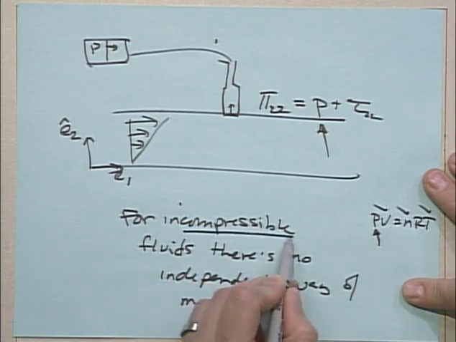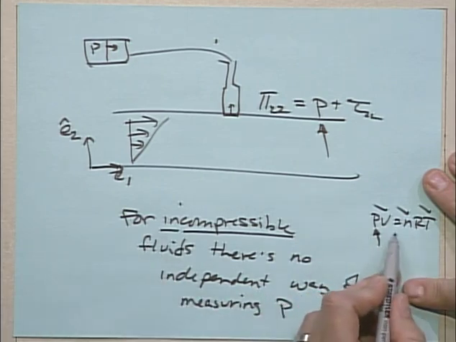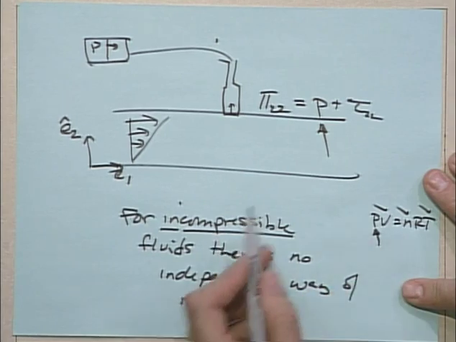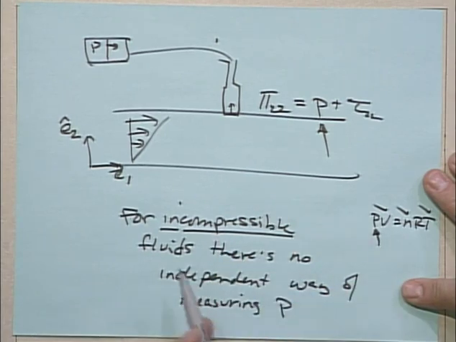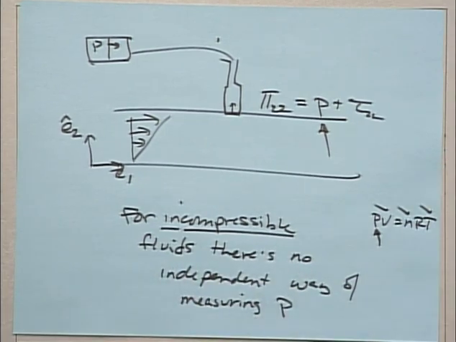It's compressible. When it's incompressible, you can change the volume all you like, you can change the pressure all you like, the volume doesn't change, and you can't do that trick anymore. And that's where we get this conclusion. For incompressible fluids, there's no independent way of measuring the pressure.